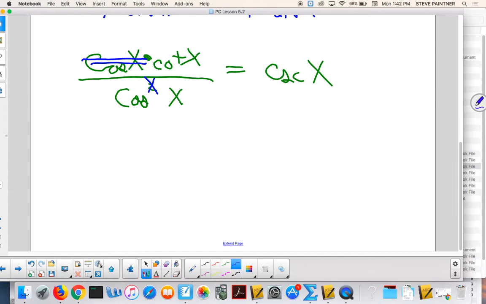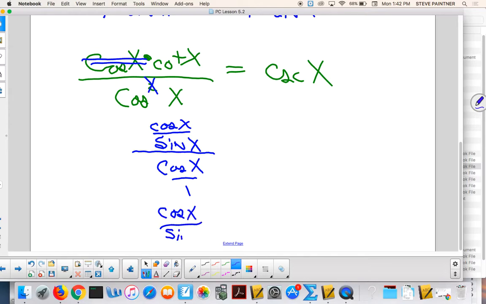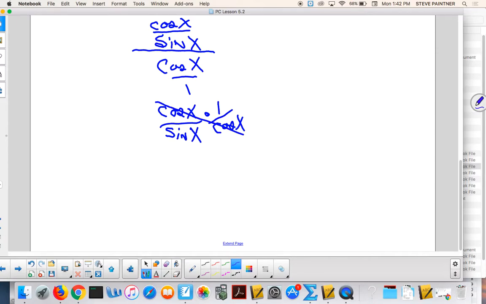So now you have this. Cotangent, which is cosine over sine, divided by what? Cosine. Do your division. Division is multiplying by the reciprocal, right? So it's this times the reciprocal of this, which equals what? 1 over sine. 1 over sine, which is? Cosecant of x, which equals cosecant of x.